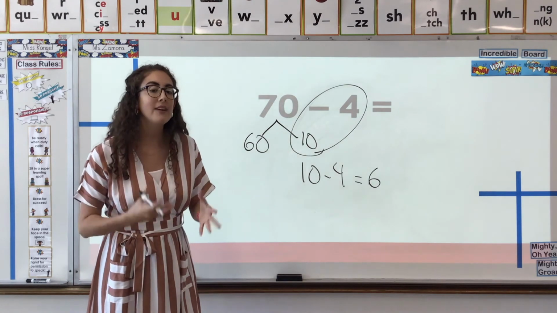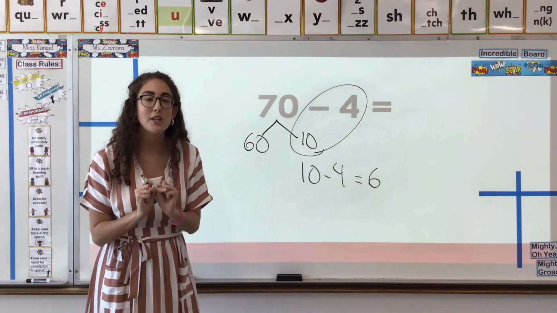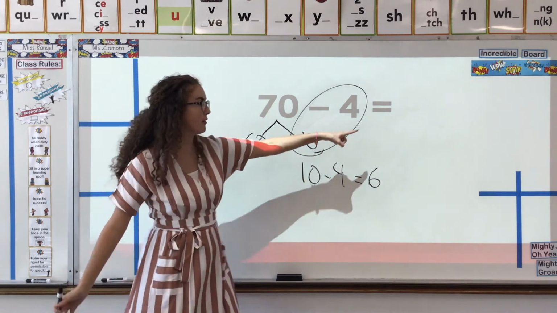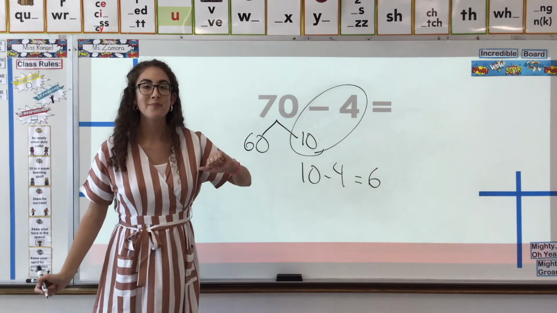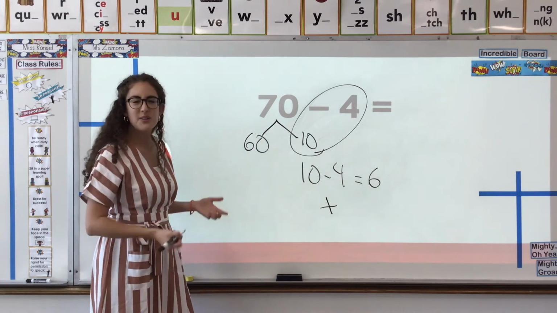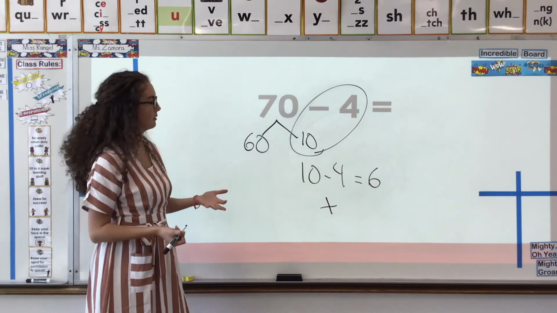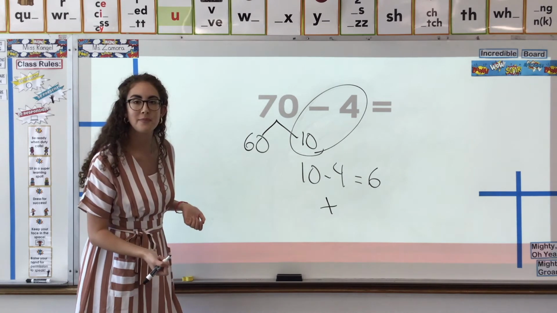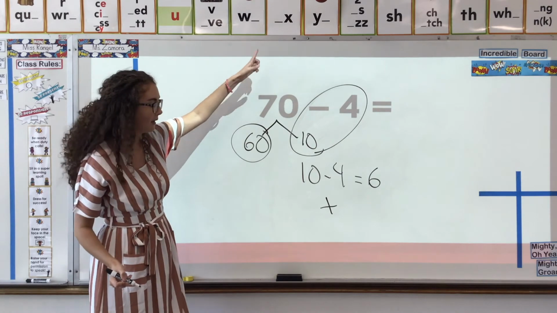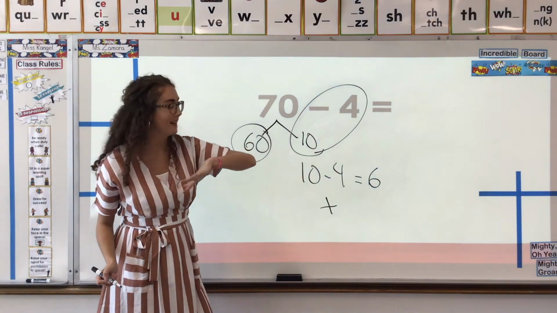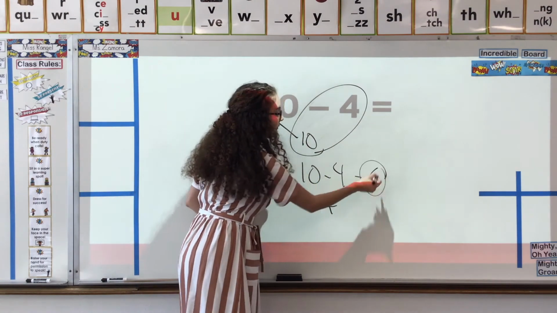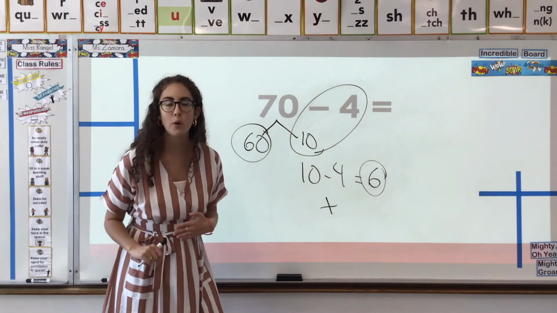So now that we have finished taking out a 10 to subtract, what do we need to do? What do we still need to do to find that answer? We have to add what is left over. So what are we going to add together to find our answer? What's left? We have this 60 from the 70, and our 6 is left over from our pairs to 10. So when we add them together, we'll get our answer.